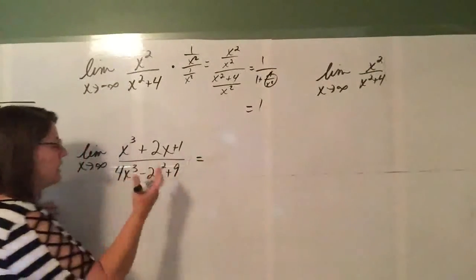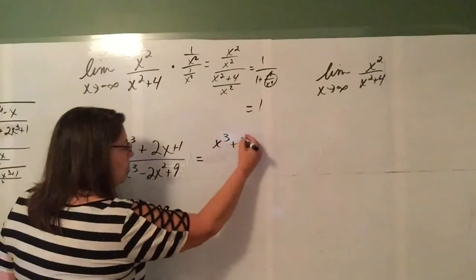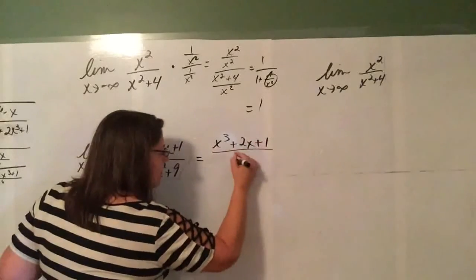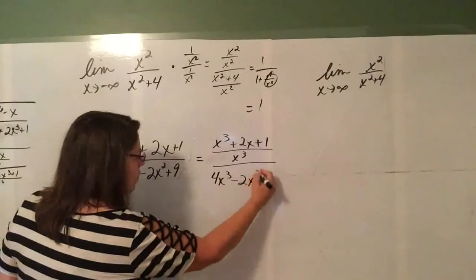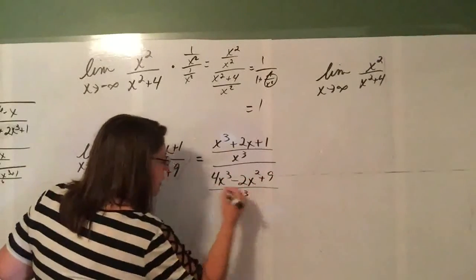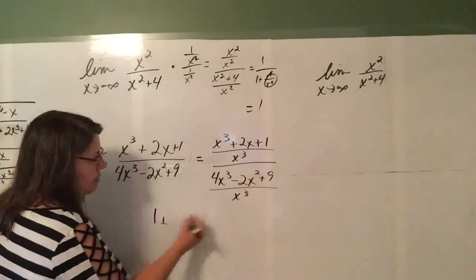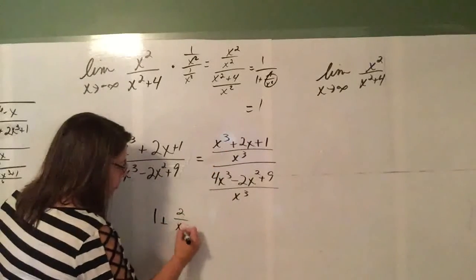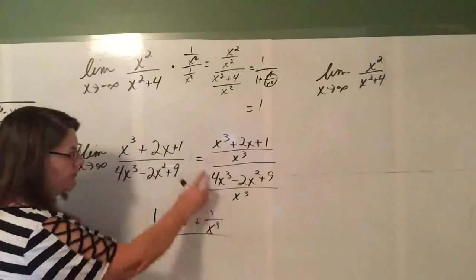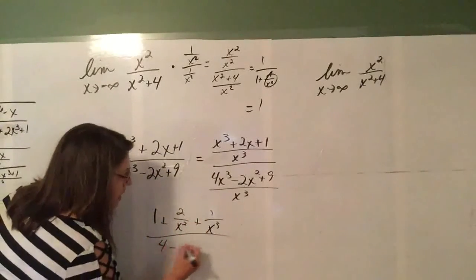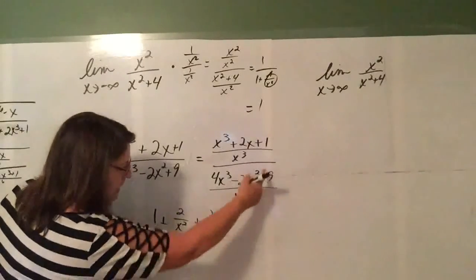But I'm just going to go directly in and divide all 3 of these by x cubed. So on the top, I would have x cubed plus 2x plus 1 divided by x cubed. And on the bottom, I have 4x cubed minus 2x squared plus 9 all over x cubed. And then I simplify each of those separately. So x cubed over x cubed is 1, plus 2x over x cubed is 2 over x squared, plus 1 over x cubed, over 4x cubed over x cubed is 4, minus 2x squared over x cubed is 2 over x, and 9 over x cubed.